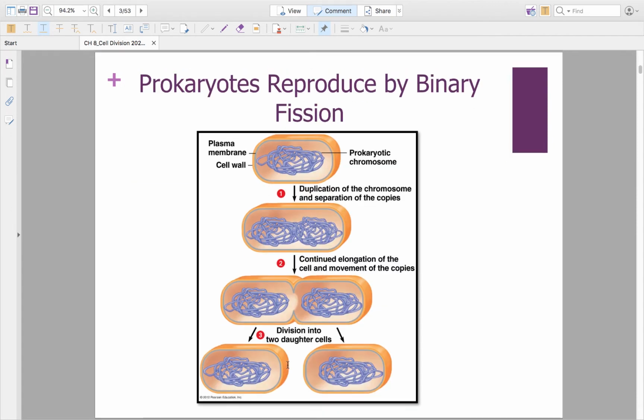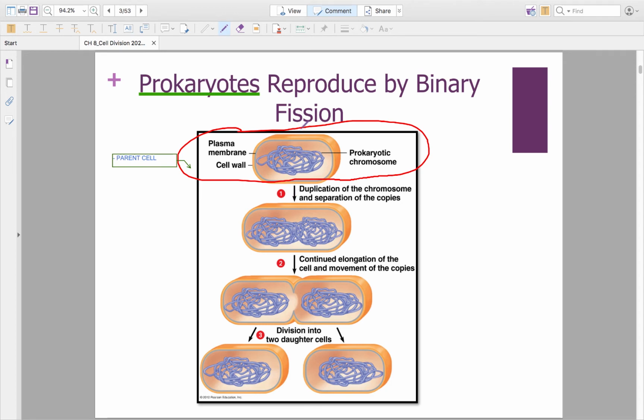Binary fission is a method used by prokaryotes. Prokaryotic cells, they reproduce this way. All right, so let's see exactly what's happening here. So this is the parent cell. I'll go ahead and label that real quick. This is a parent cell, meaning it's the original cell that is about to be replicated, reproduced, and or divided, same thing.